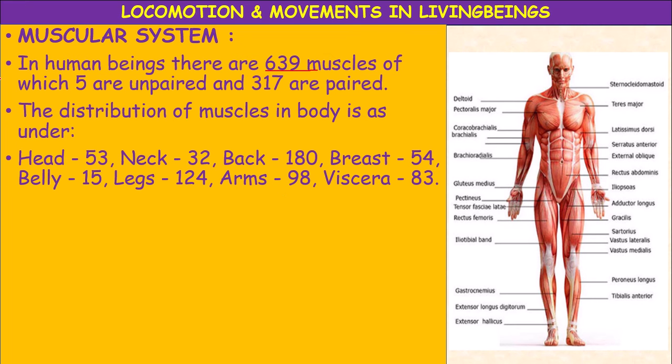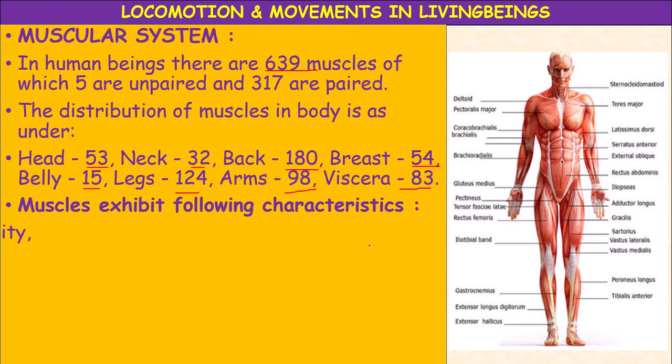Out of 639, the head consists of 53 muscles, the neck 32, the back portion 180, the chest portion 54, the belly portion 15, the legs 124, the arms 98, and the viscera, internally, 83 muscles, a total of 639 muscles. They are distributed like this.